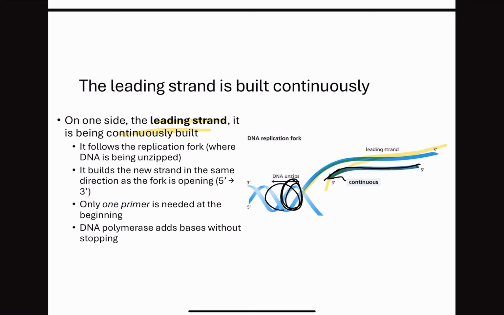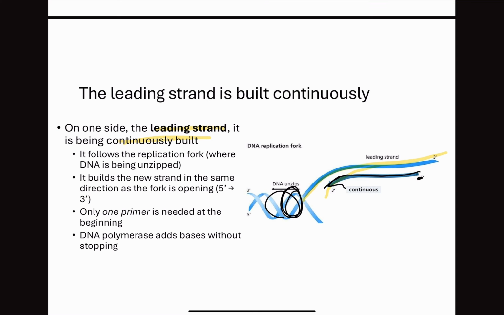And when we are talking about the leading strand, we only need one primer at the very beginning, which is this little darker blue section. So DNA polymerase basically just adds bases smoothly without stopping. And this strand is built really efficiently and really quickly.